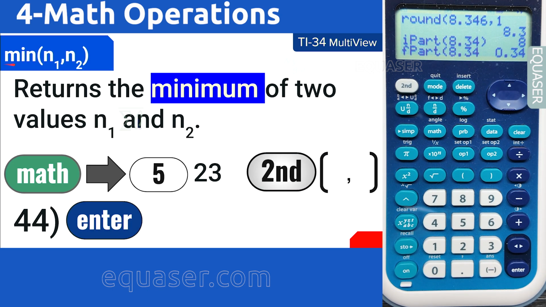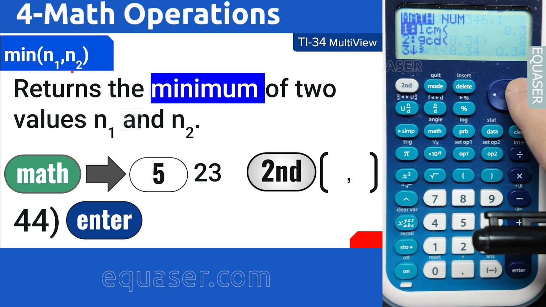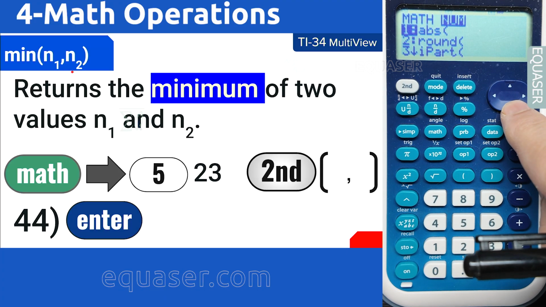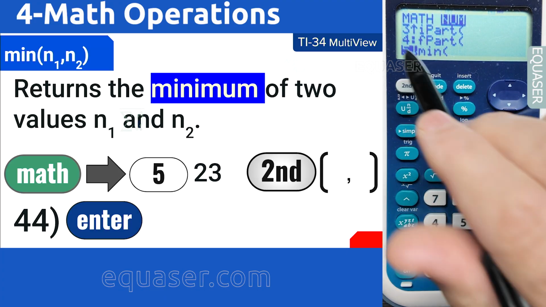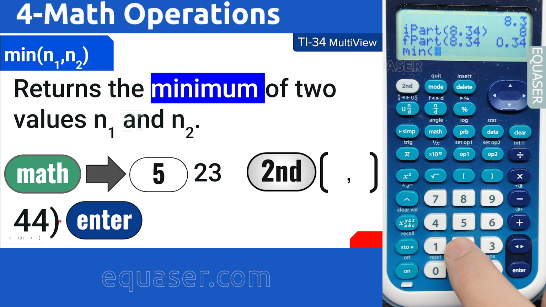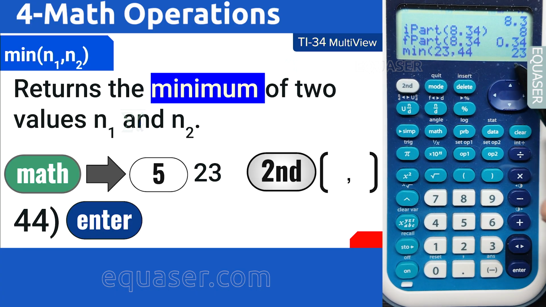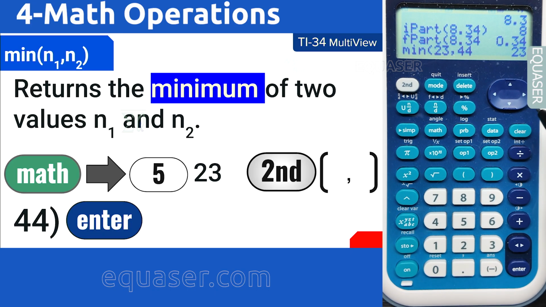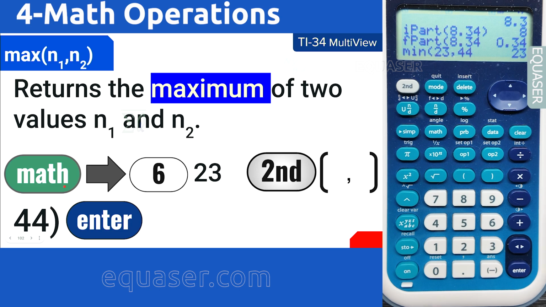We have a function called minimum, which returns the minimum of 2 values of n1 and n2. Math, go to the right, and then scroll down, minimum, number 5. And in this case, we want to do between 32 and 44. 23, shift, comma, and 44. Enter, it tells you which one is the minimum. And for maximum, this is the same thing.